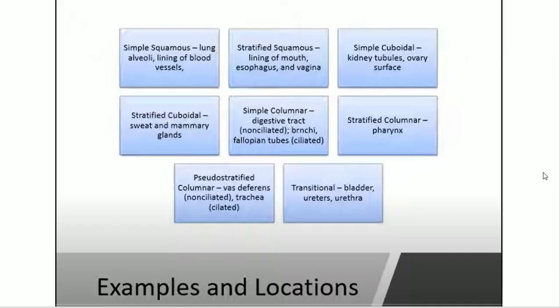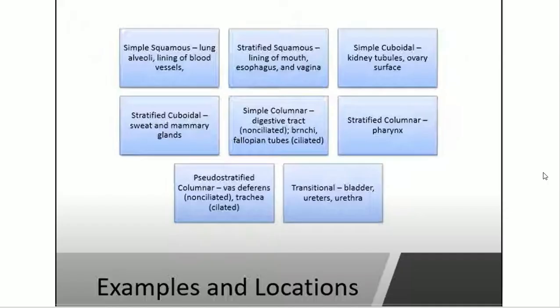So they can be super thin at one end and thick on the other end, and you can only see the thick side unless you look a little bit more closely to see how it thins out. In the vas deferens, so that's the tubing in the male that moves the sperm from the testes to the penis, it's non-ciliated pseudostratified columnar. And then in the trachea, it is ciliated. And that's the windpipe.